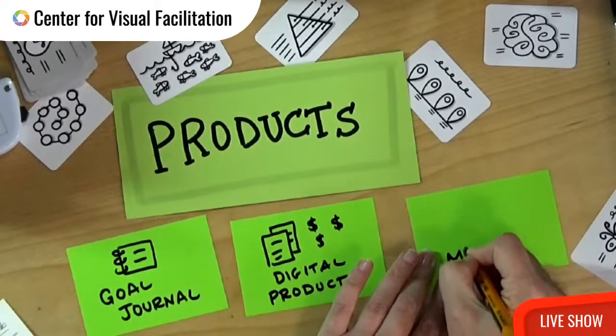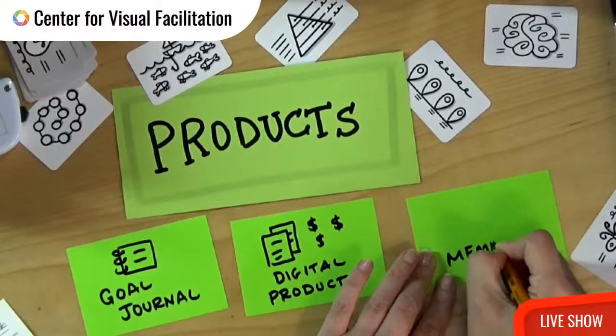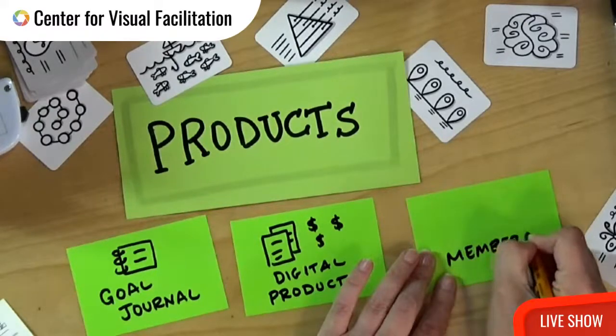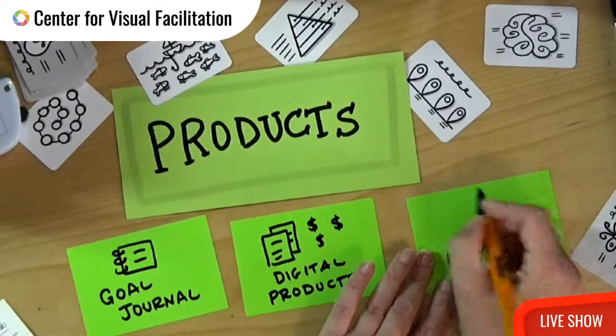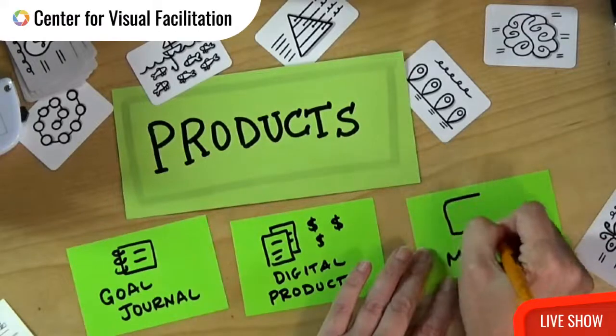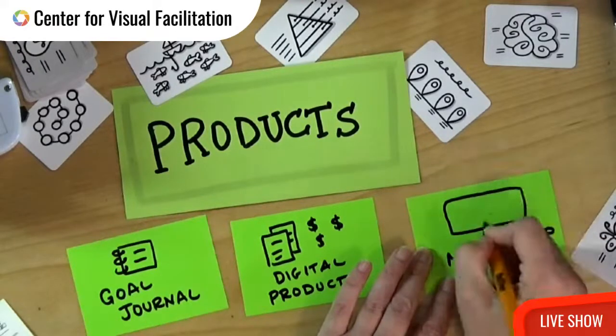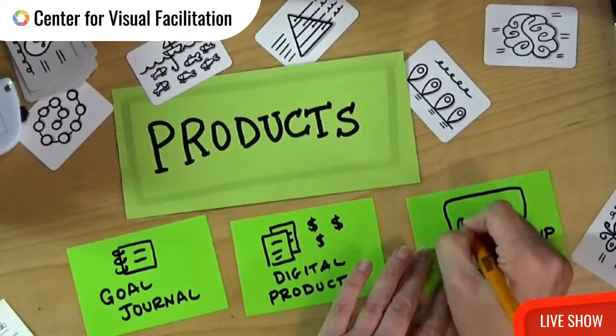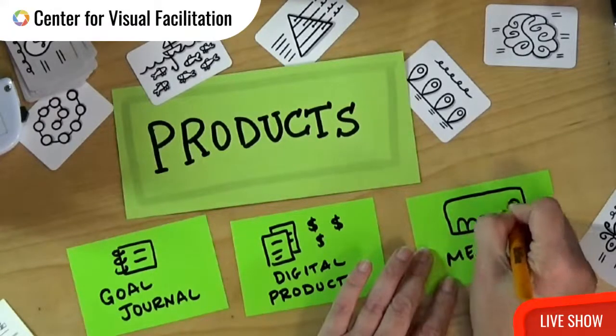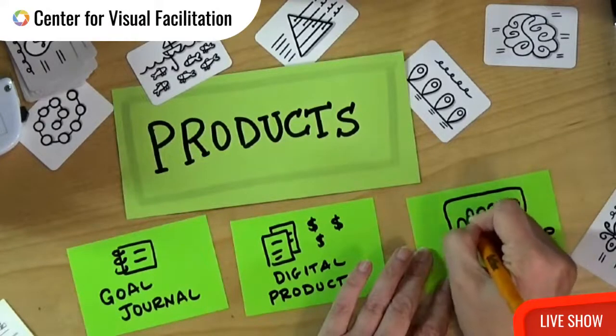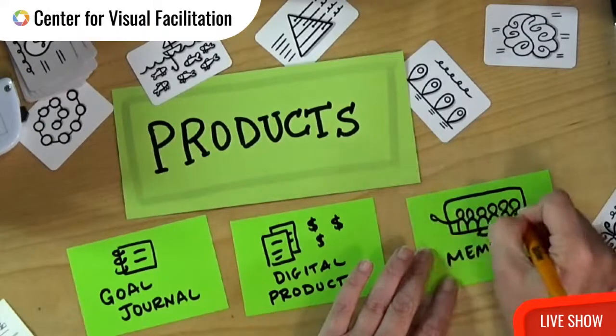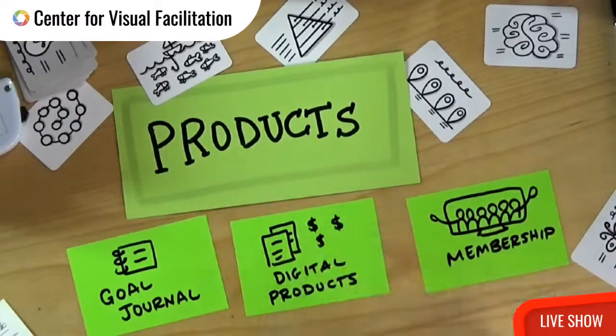So I'm going to write membership. Okay, and I'm going to put the little membership inside. So we already had drawn little people before. So I'm going to draw the little membership inside of a computer, right? I'm going to have it coming out. So she's got her membership.